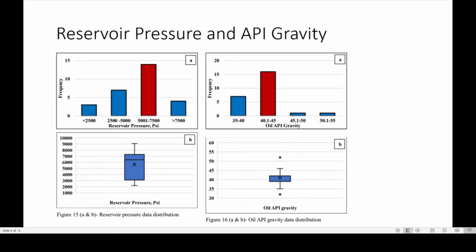Reservoir pressure and API gravity are covered here. Depending on where you are and what basin you're referring to, this can be either low pressured or pretty high pressured, but you're looking at 5,000 to 7,500 psi of reservoir pressure as being the majority of where cases have been investigated. And then the median looks like it's about 5,500. For oil API gravity, you're looking at relatively light crude for the majority of the studies that have been published, with a median of about 42 degrees.